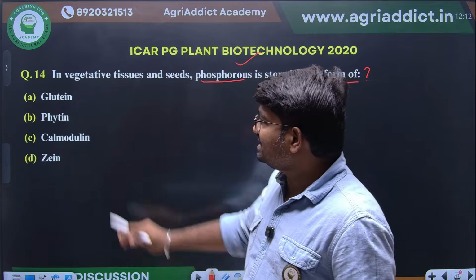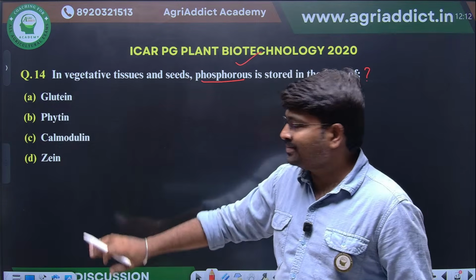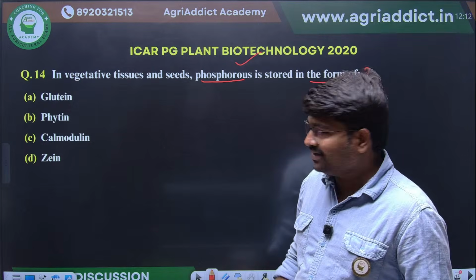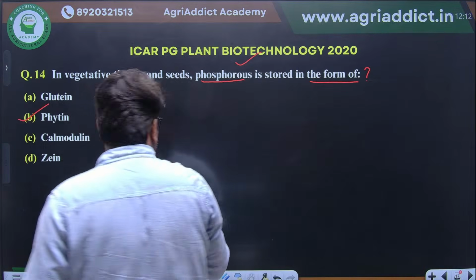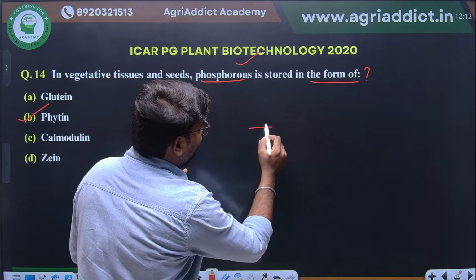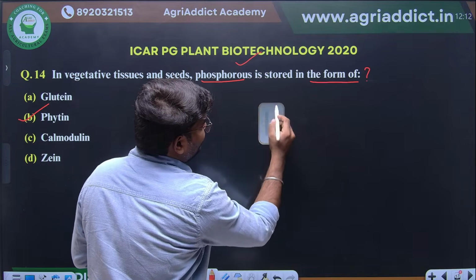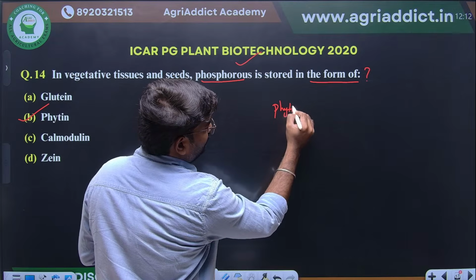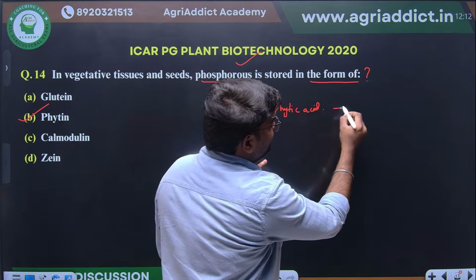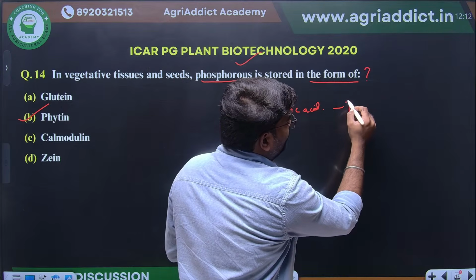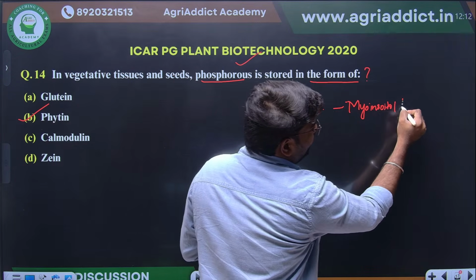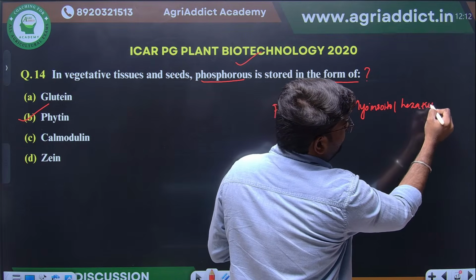Whether it will be stored as gluten, phytin, calmodulin or zyme. Yes, phytin, very good. If you see the structure of phytin, we can also say it as phytic acid. This we can also say as myoinositol hexakis phosphate.